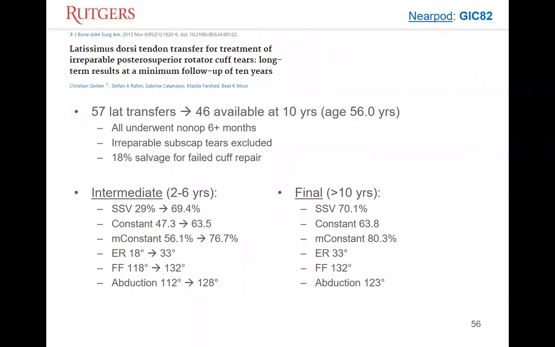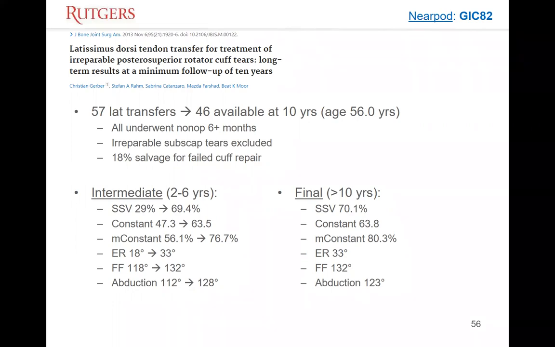A group from Switzerland followed up on a series of 57 lat transfers performed for irreparable supraspinatus and infraspinatus tears at 10 years. All patients attempted non-op management first, and irreparable subscap tears were excluded. 12 had teres minor failure and 17 had subscap abnormalities, but they were all repairable. 18% of them were salvage procedures for a failed cuff repair. At 10 years, 46 patients remained available for follow-up.